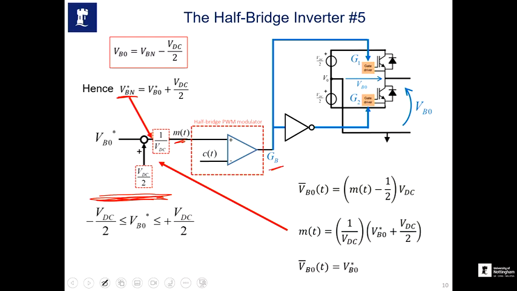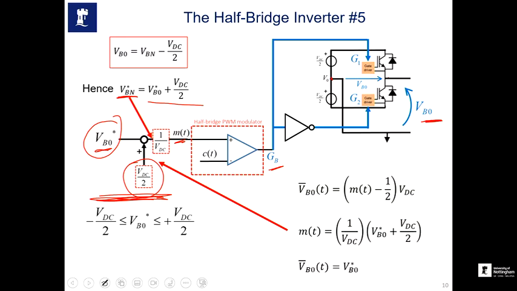But instead of VBN star, we have to use VBO star, because now we are trying to get a voltage between B and this reference point. We are no longer trying to get a voltage between VB and VN. Now, if you look at this formula, which we just derived, VBO is equal to VBN minus VDC by 2. So the VBN at this point is equal to VBO star plus VDC by 2.